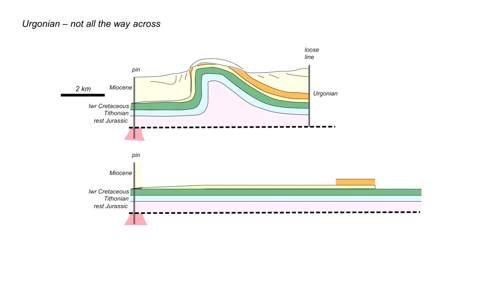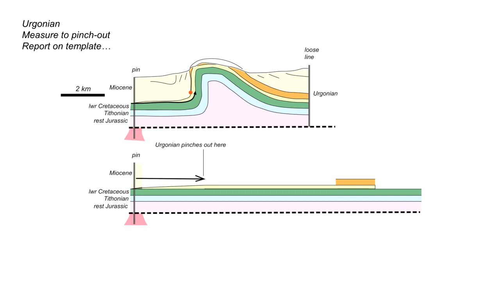So let's look at the Ergonian. It doesn't continue all across the section, so we need to measure for where it first appears from measuring in from the pin line to here and report that on the cross section below on the template. So this is where the Ergonian finally pinches out. Now let's recognize on the cross-section interpretation where the Ergonian achieves its full thickness, and that's inferred to occur at the crest of the anticline, where much of it's been eroded away.